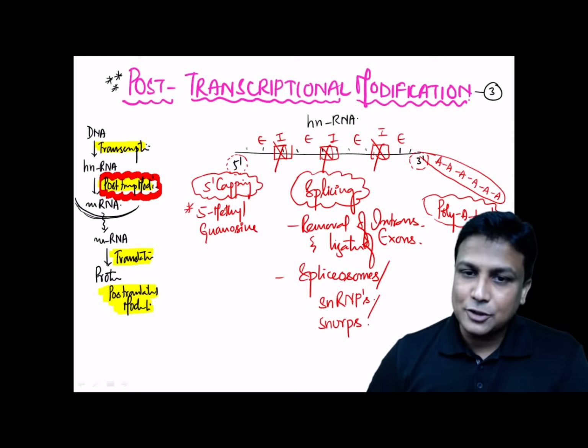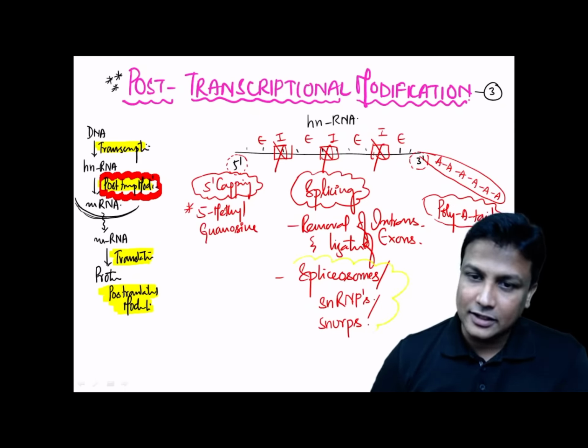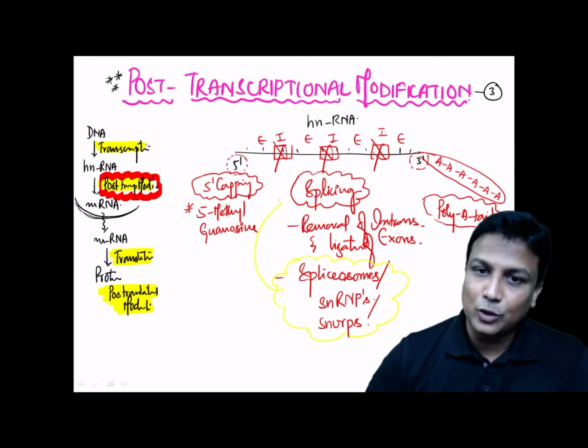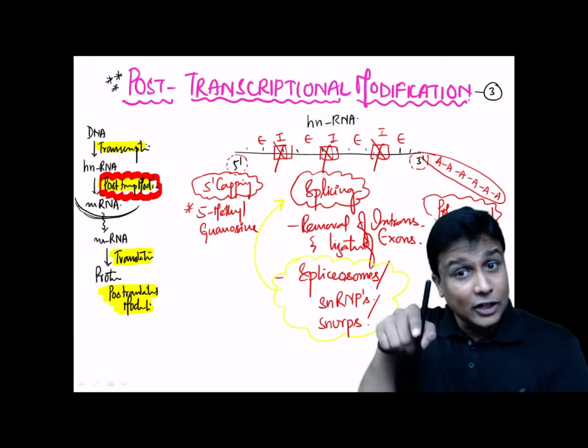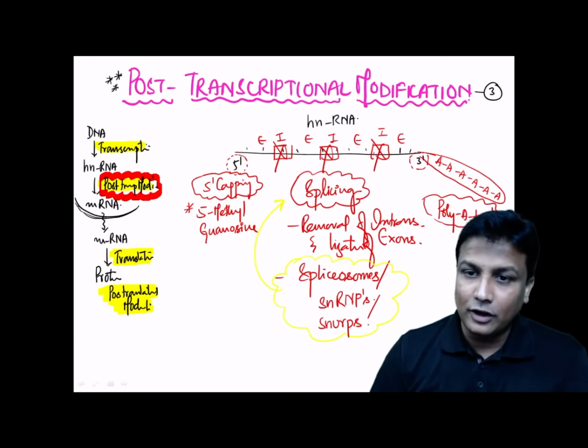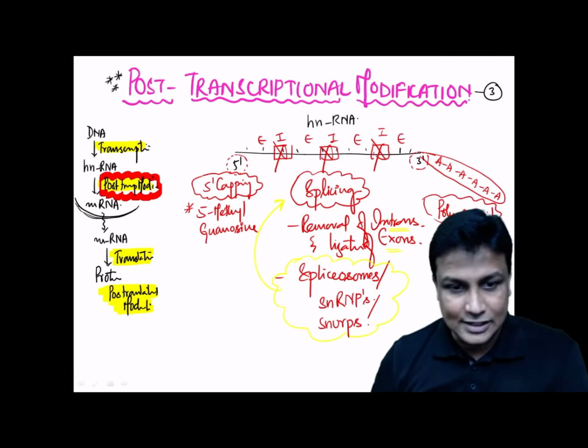Perfect. So spliceosomes or SNRNPs or SNRPs, these are the ones which are actually going to do splicing. And what is the meaning of splicing? Splicing means the removal of intron and then the ligation of exon.